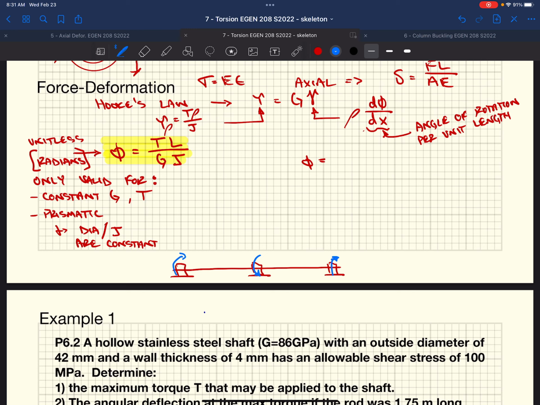We could calculate the angle of rotation, say between this point and this point, based on having a constant G, a constant J, and constant torque across the length. If you wanted to split it up further and say you welded two different pipes together halfway through, you would have to look at this point to the end of that shaft, and then start at that end and work your way further. So this equation only works for a given length of constant torque, constant shear modulus, and constant polar moment of inertia.